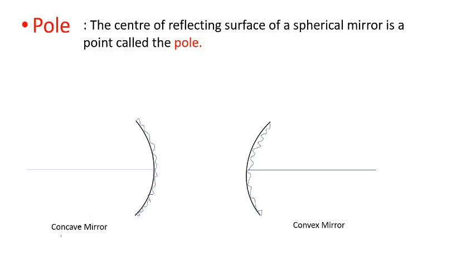Now let us see here. It is a concave mirror. It is a convex mirror. This is the reflecting surface, and here this is the reflecting surface, convex. A and B is the object placed at infinity. Now what is the pole? It is a point in the reflecting surface, the center of the reflecting surface. So this is the center in concave, or in convex this is the center. So this is the pole.